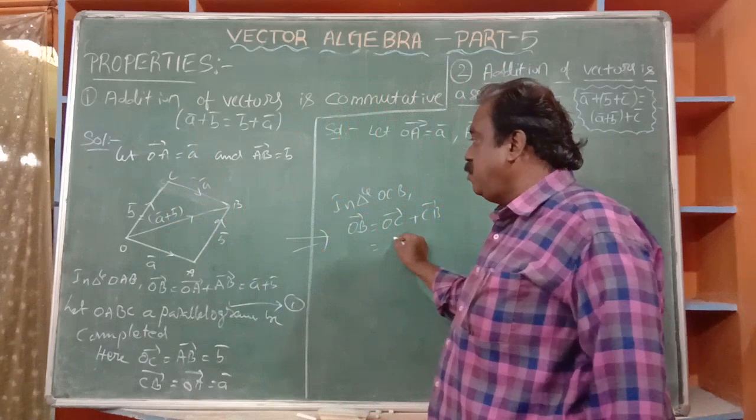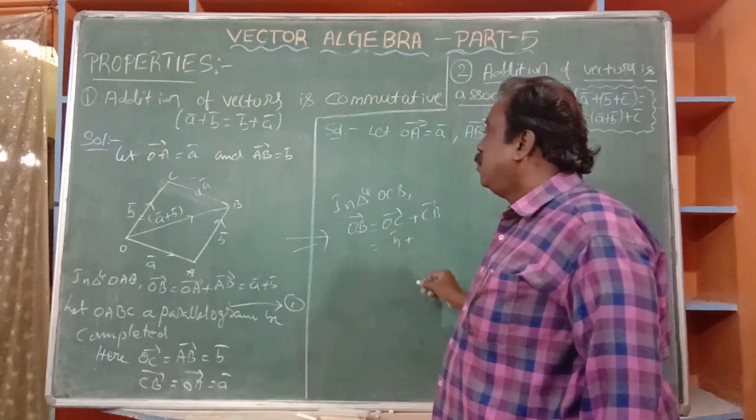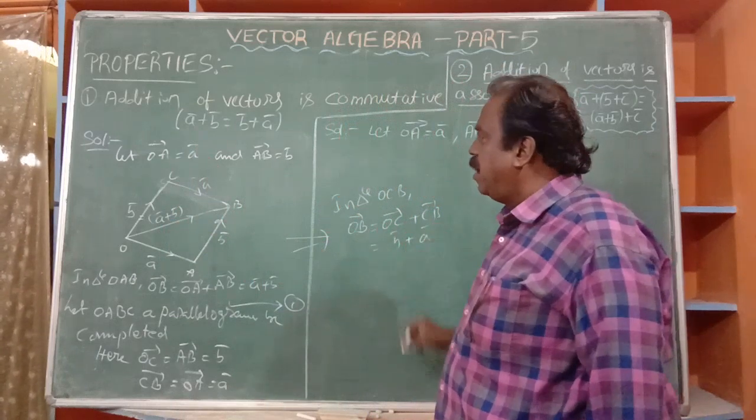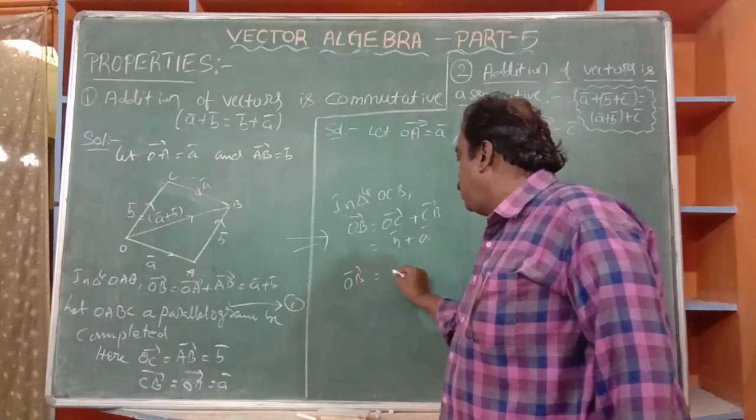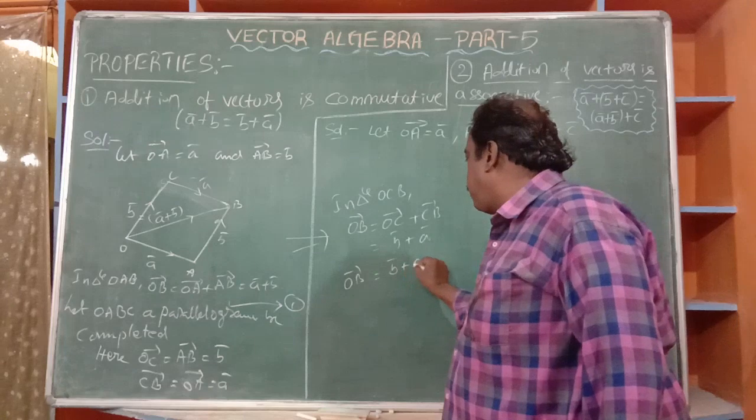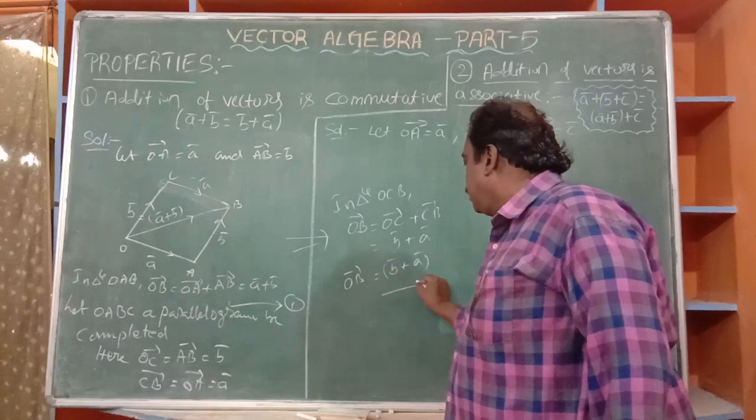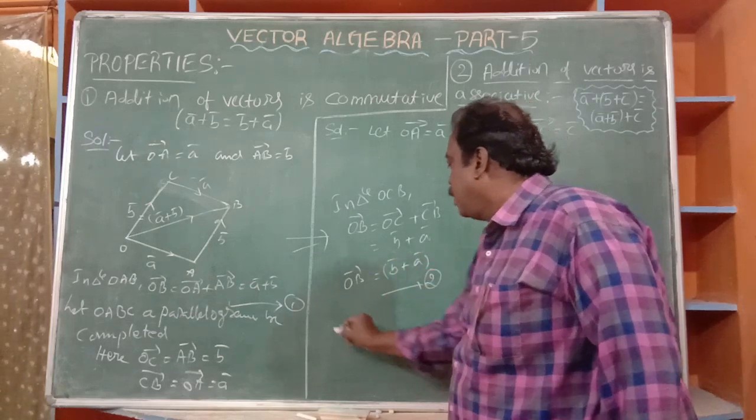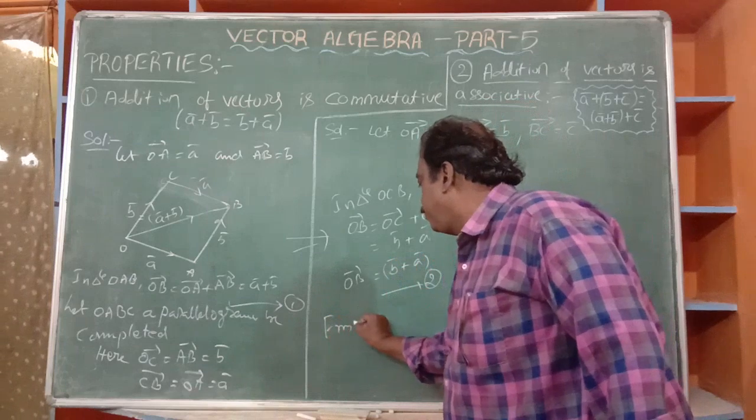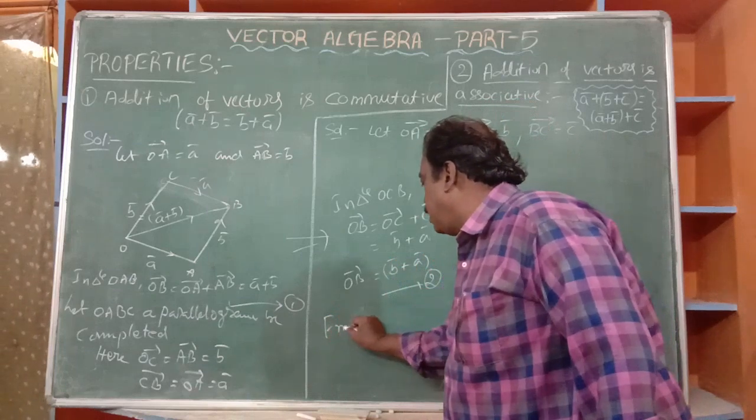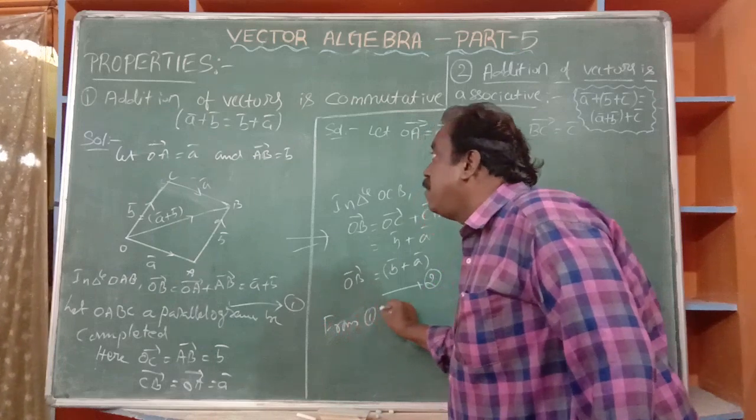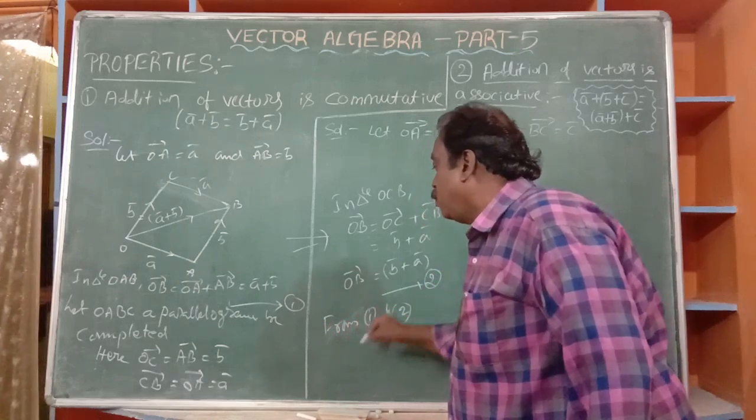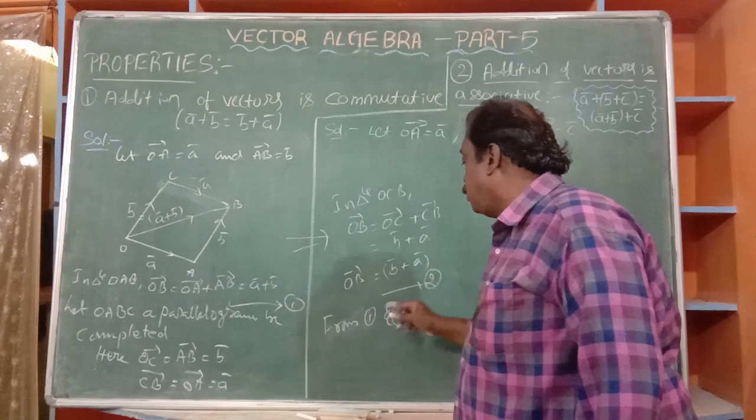So OC bar means we know that is B bar, CB bar means we know that is A bar. So here OB bar is clearly B bar plus A bar. So it is equation number 2. From 1 and 2, here is 1 and 2.